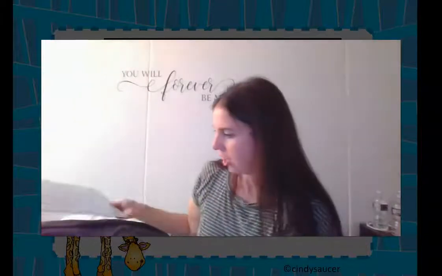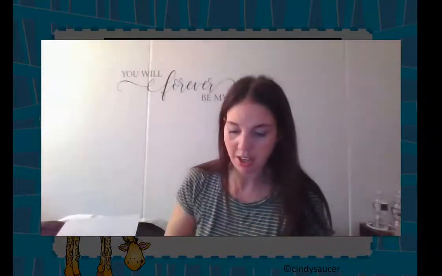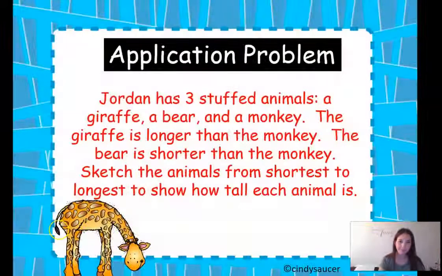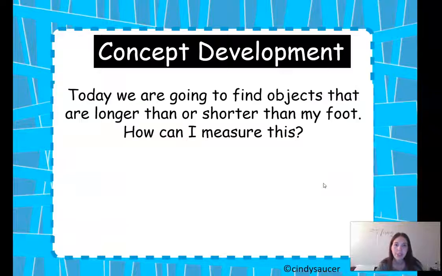Okay? All right, let's get started with our measurement lesson because today is a fun one. Okay, here we go. So we are going to try to measure objects that are longer and shorter. We're going to try to find objects that are longer and shorter than my foot. How can we measure this? What can we use to measure things that are longer than my foot and shorter than my foot?